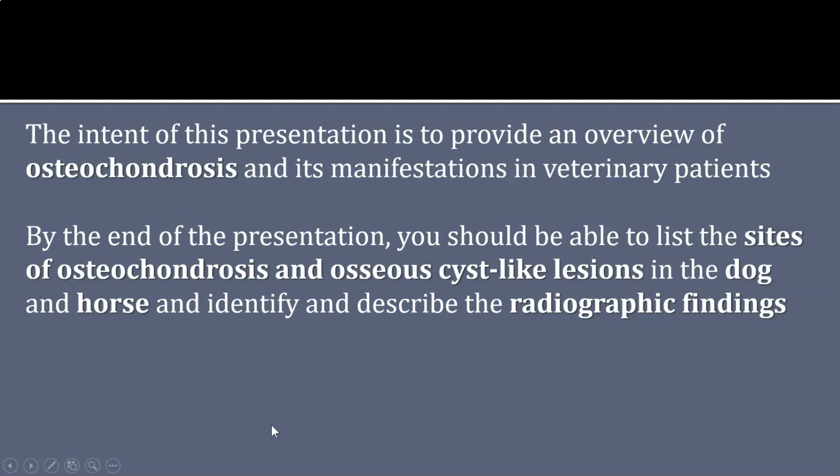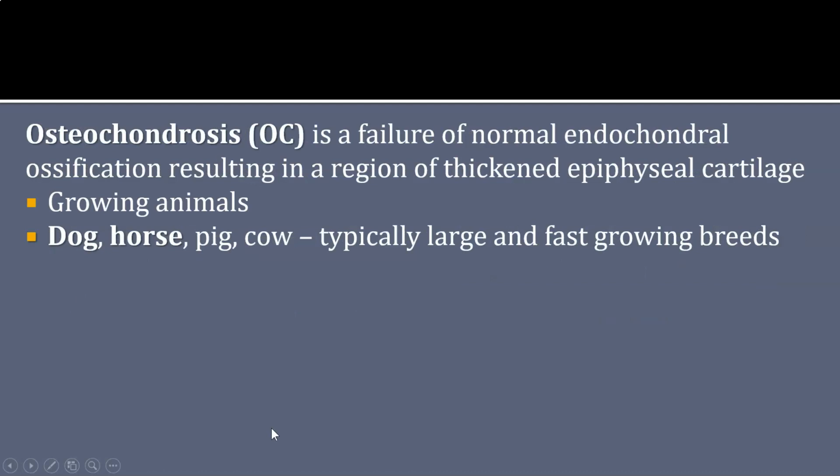By the end of the presentation, you should be able to list the specific sites of osteochondrosis and osseous cyst-like lesions in the dog and horse, and also be able to describe and identify the basic radiographic findings. Future presentations will look at specific joints in the dog and the horse and look at specific findings for osteochondrosis and osseous cyst-like lesions in those joints.